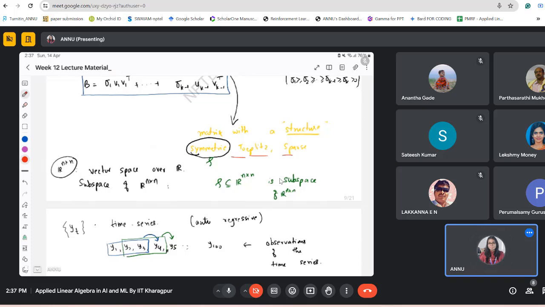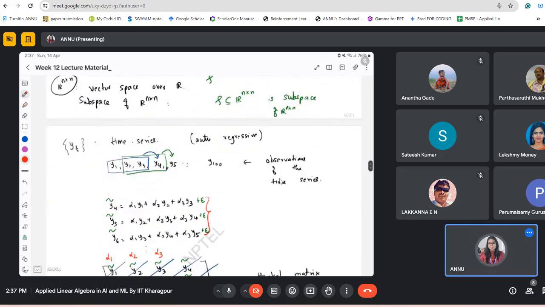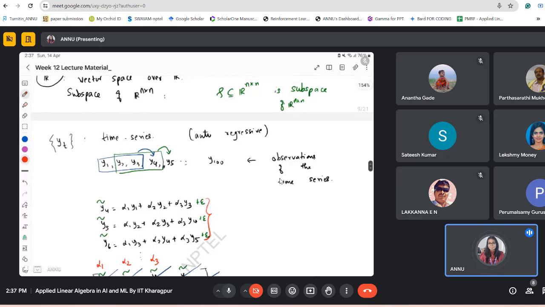So how will you predict? In that we are associating weights: alpha 1, alpha 2, alpha 3. Always remember this alpha 1, alpha 2, alpha 3 is actually the same for predicting either y4, y5, or y6. So this property is also called the autoregressive property. This is actually seen in time series analysis.